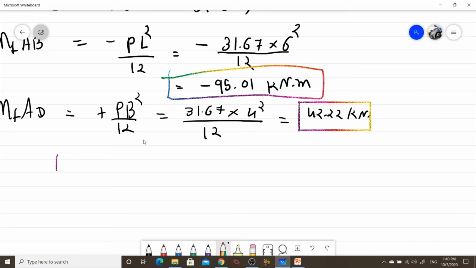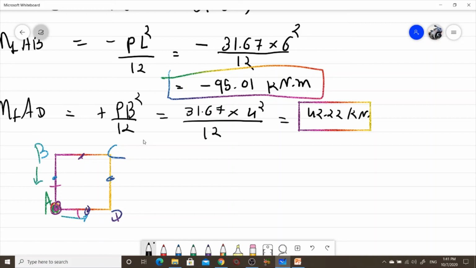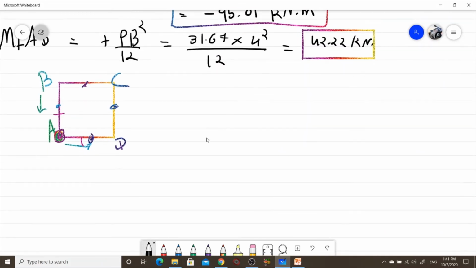This time we do not calculate the fixed moment for the whole structure. Here is a square A, B, C and D. We need only one joint. At this joint we design A to B and B to D, and this design will be exactly the same on CD and on BC. So we don't need to calculate the fixed moment for all joints. We just need one joint A and two sides. So let's start our distribution factor.